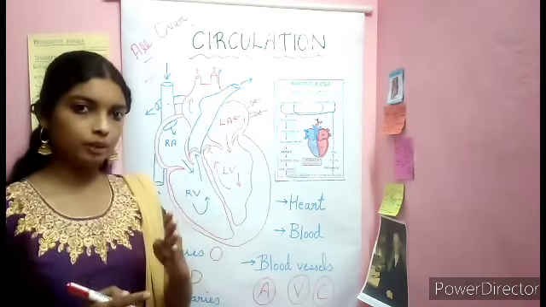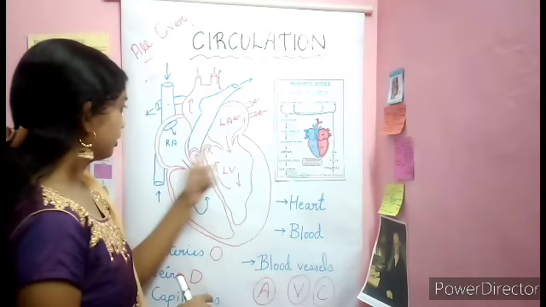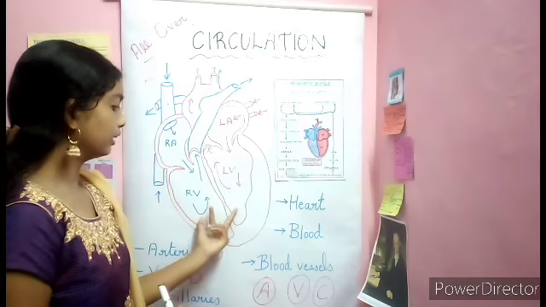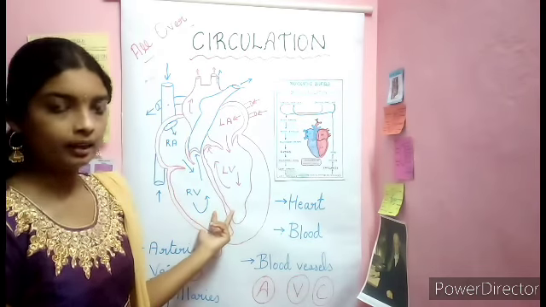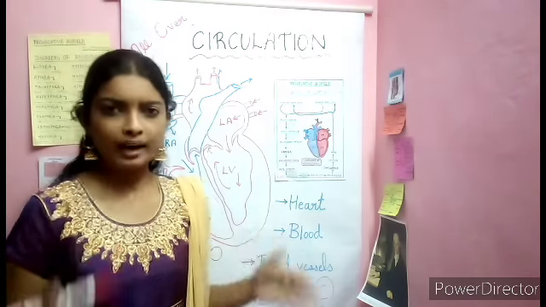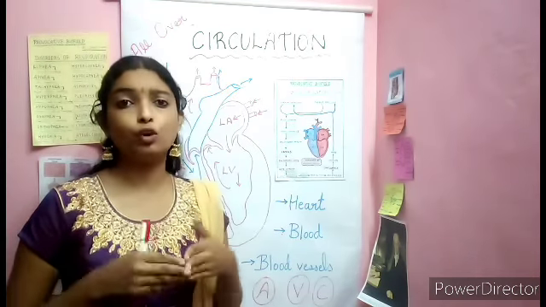It has four chambers in the internal part: right atrium, right ventricle, left atrium and left ventricle. These two are atria and these two are ventricles. And the V-shaped structures you can see here are nothing but valves. Valves prevent the backflow of the blood.